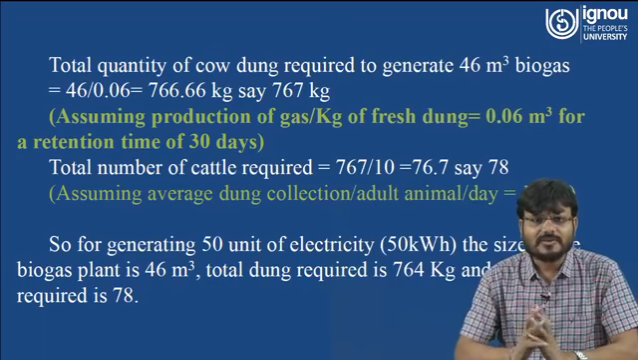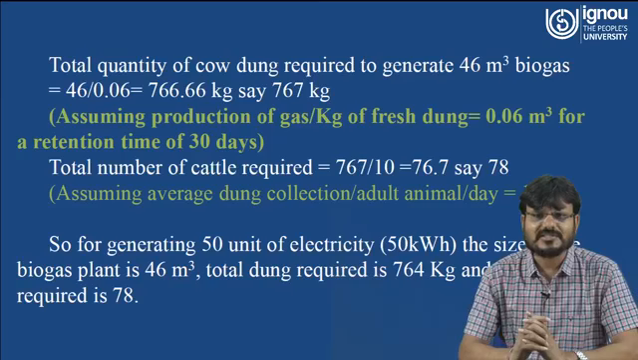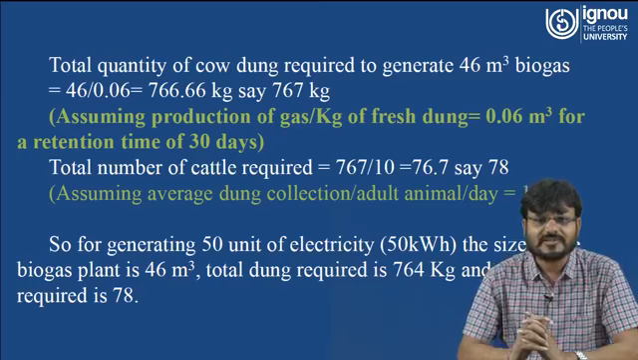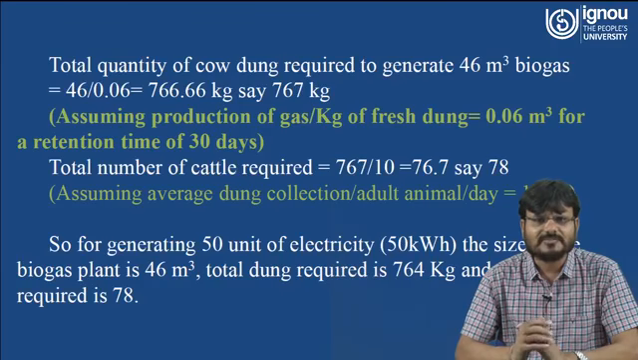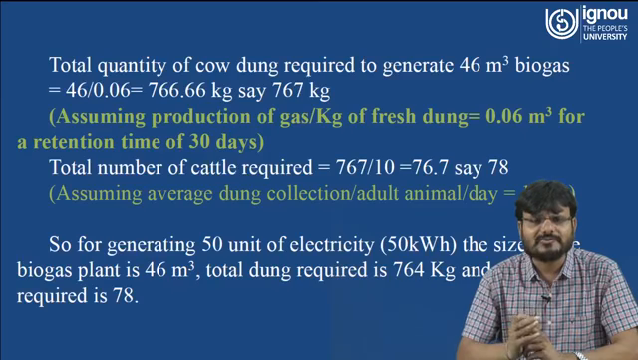Now we need to know the total quantity of cow dung required to generate 46 cubic meter of biogas. Here we are assuming that the production of gas per kilogram of fresh dung is 0.06 cubic meter. So you just divide by this, and the value comes to 766.66 kilogram. That means 766 kilogram of cow dung is required to generate 50 units of electrical energy.